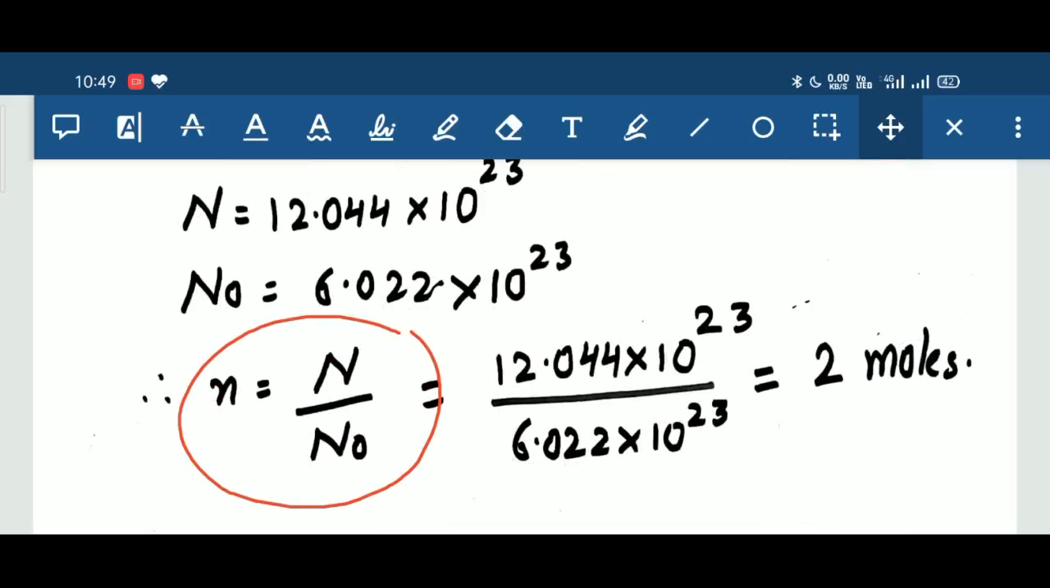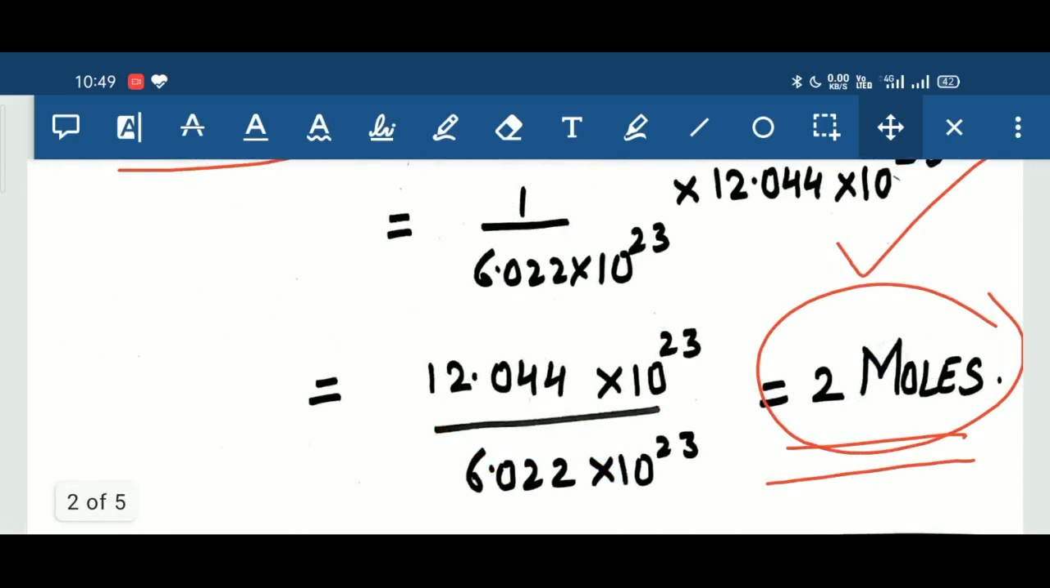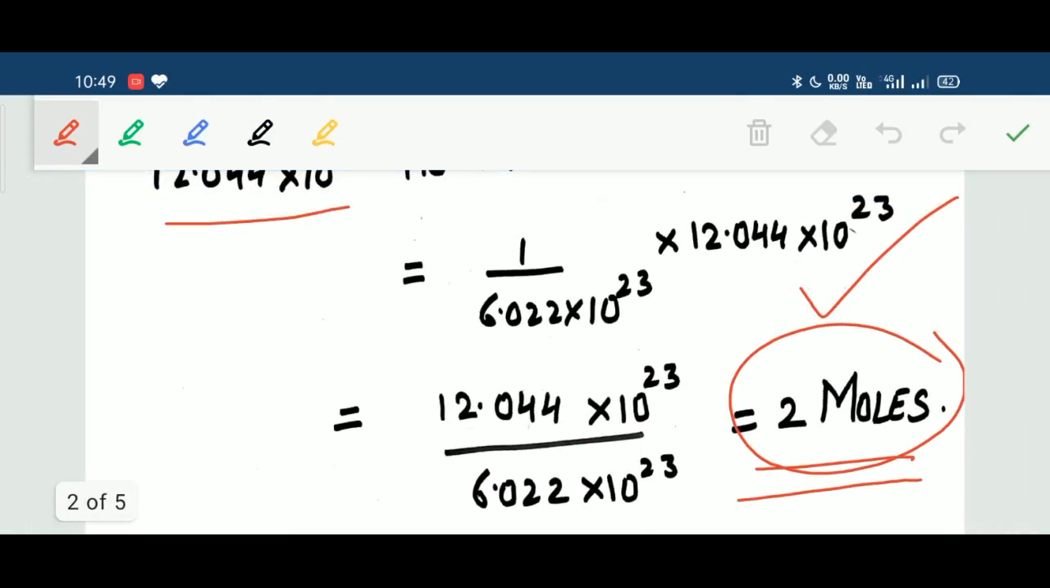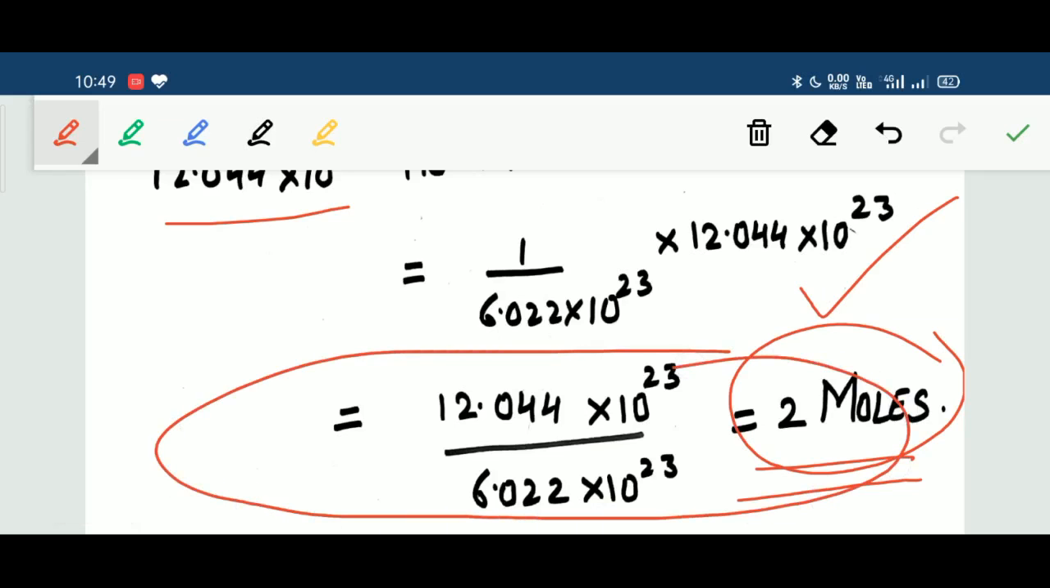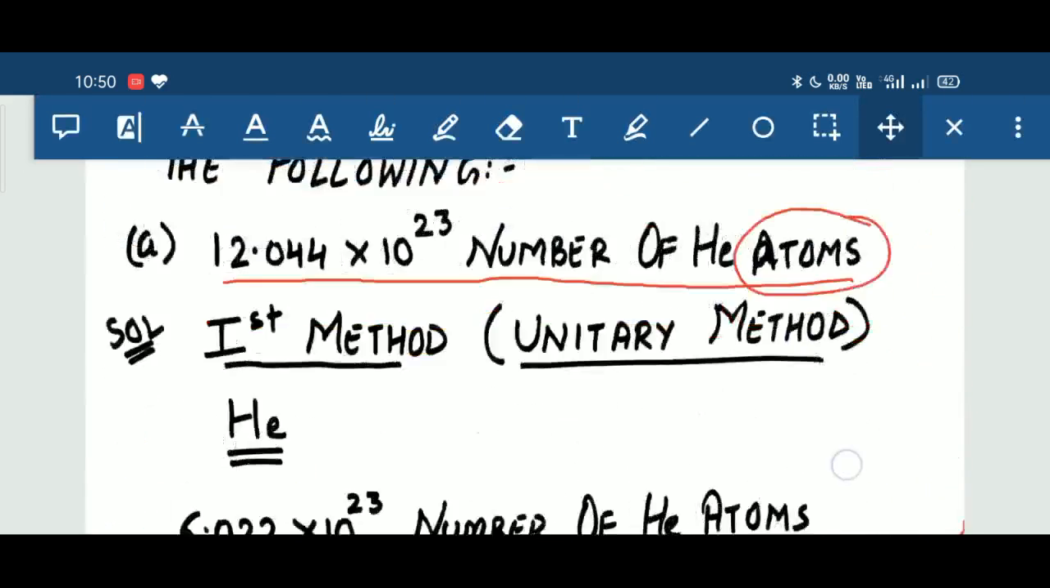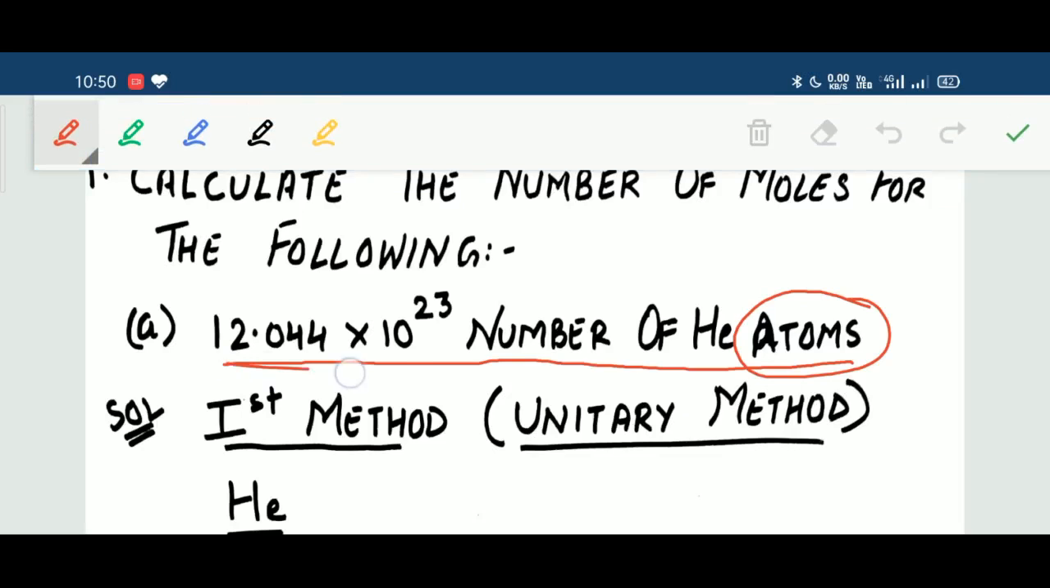Now, how have we derived this formula? First of all, let's understand that. Once again, come back to the unitary method. Here, we were trying to find the number of moles. And in the final portion of your numerical, we come to know that number of moles is equal to 12.044 into 10 raised to 23 divided by 6.022 into 10 raised to 23. Now, what is this 12.044 into 10 raised to 23? This is the number of particles that were given to us.